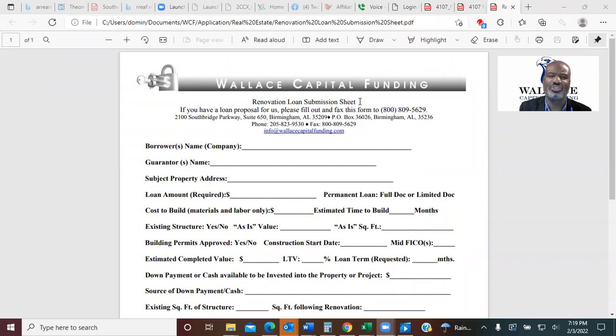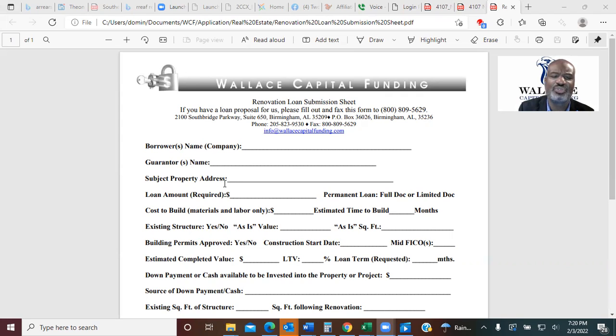So the renovation loan submission sheet is an application that goes over the applicant and the information that's necessary in order for us to qualify the deal. So if you notice here, here's the borrower's name. It's usually a corporation, an Inc. or LLC. And then the guarantor, the owner, will go here. It says name, but it could be names. It says guarantors or borrowers, but typically it's just one entity and multiple people that own the entity.